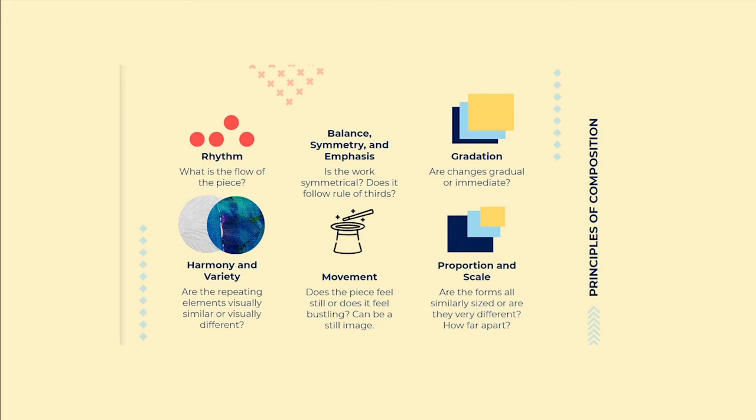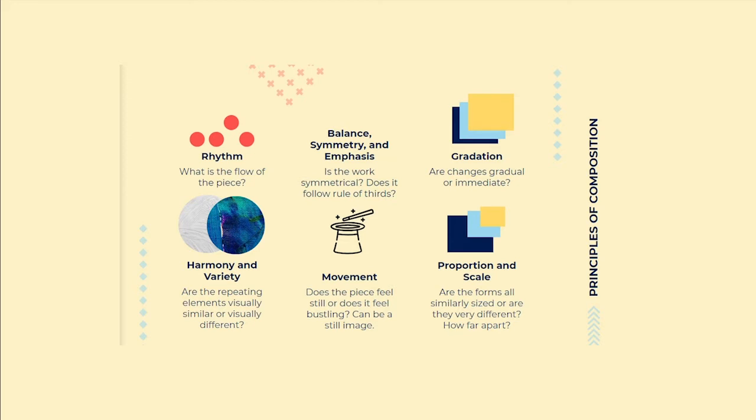Last on this frame, we've got proportion and scale, and I intentionally utilized those same colors and box forms, and they are still within that same scale, just scaled down, to show you how different something might look based on the proportion and the scale. So this can also have to do with gradation, or it can have to do with harmony and variety or rhythm. All of these things are leaning on each other.